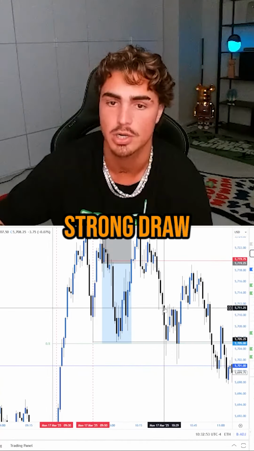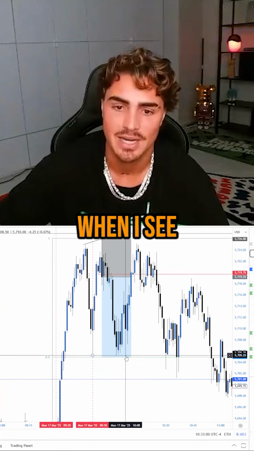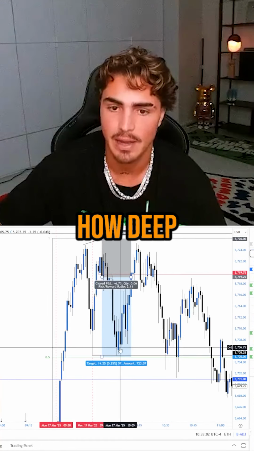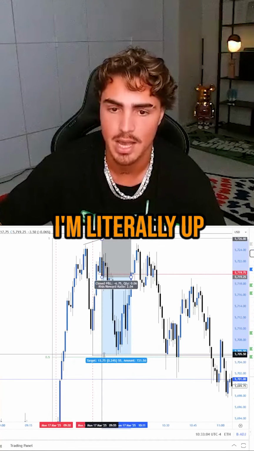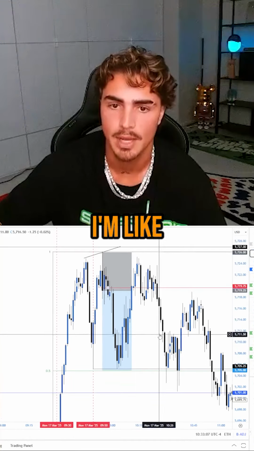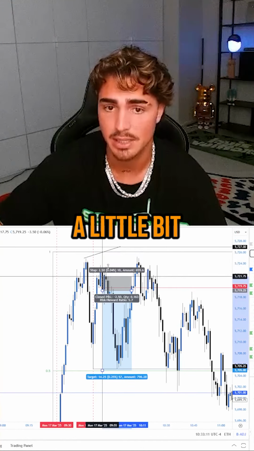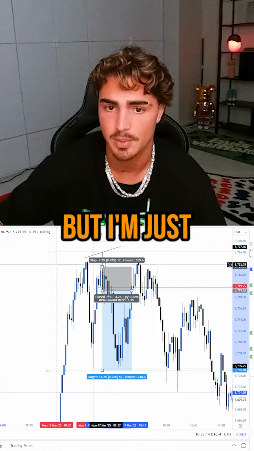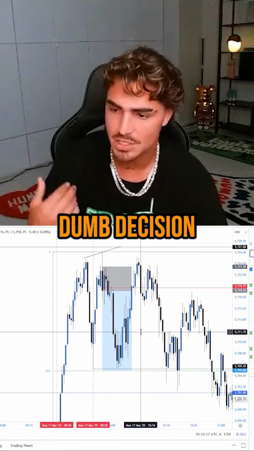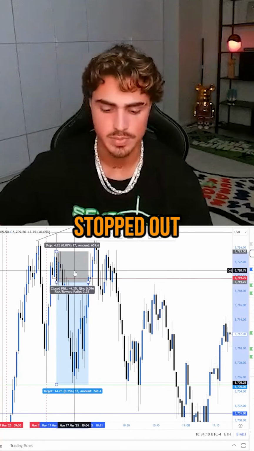Equal lows are a strong draw on liquidity, even on the low time frame. When I see these equal lows get made and I see how deep I am in profit, I'm literally up like 2R. I'm like, okay, I'm going to de-risk a little bit. I'm not moving my stop loss to break even, but I'm just putting it above these highs. Dumb decision. So this trade, boom, stopped out.